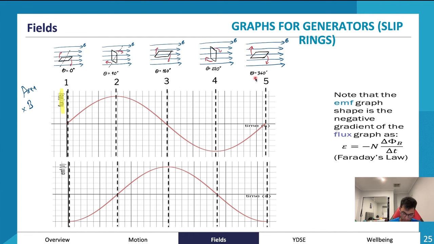The EMF graph sometimes gets a bit confusing because they are very similar. The EMF graph comes from this formula, Faraday's law, which is just the number of coils times the change in flux divided by the change in time. So change in flux, you can sort of think of this as the derivative. If you've done methods, you know what I'm talking about. This graph is kind of like a sine graph, and the derivative of a sine graph is a cos graph, so you get something that looks like this.